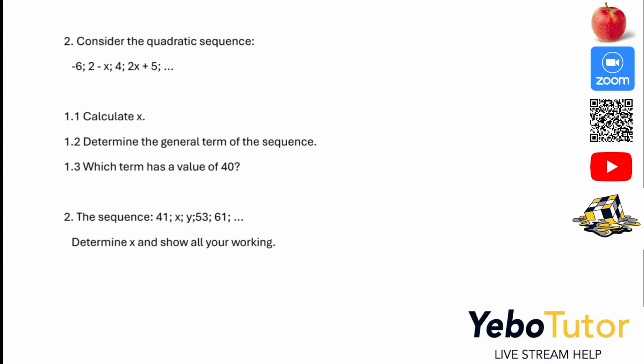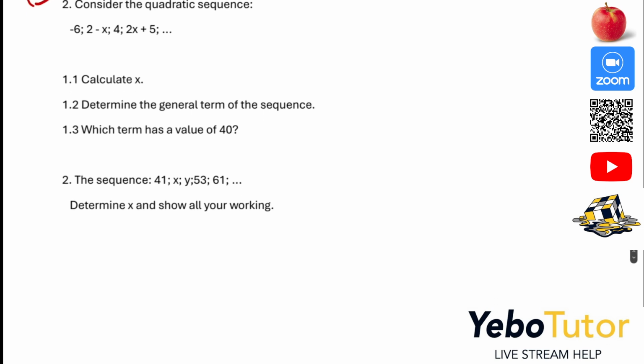All right. Let's just do another example now, which would be our example number three, just for fun. Maybe they can ask the question in a different way. So in this instance, consider the quadratic sequence -6, 2 minus x, now they've included some variables, 4, and also 2x plus 5. So this is quite interesting.